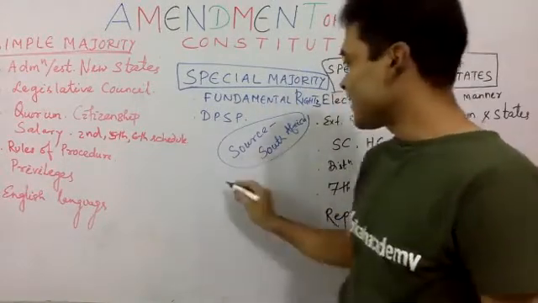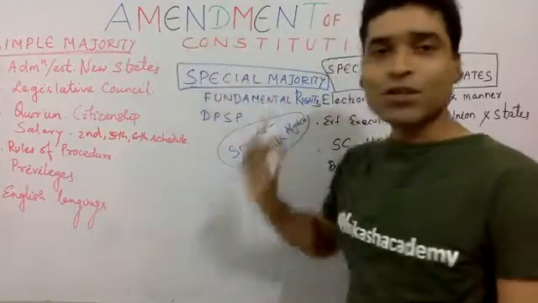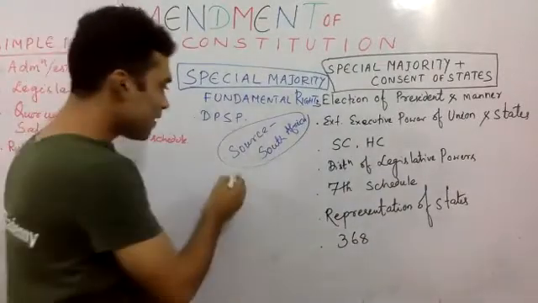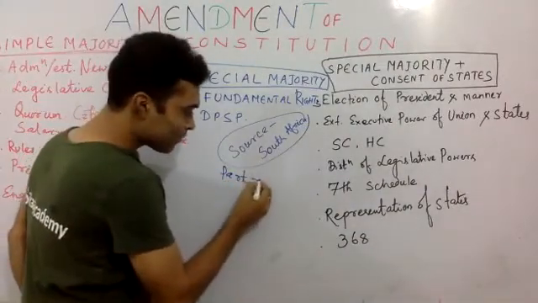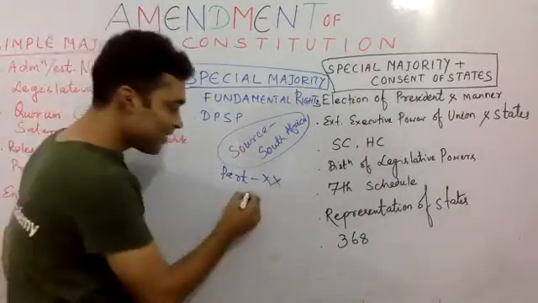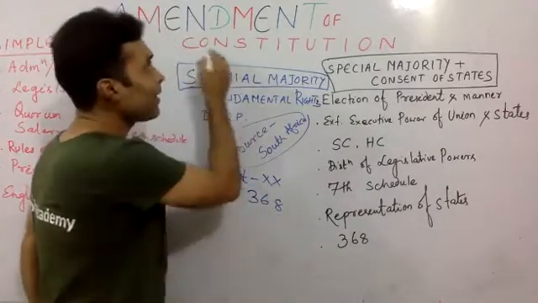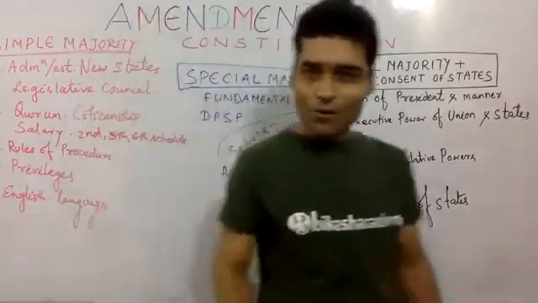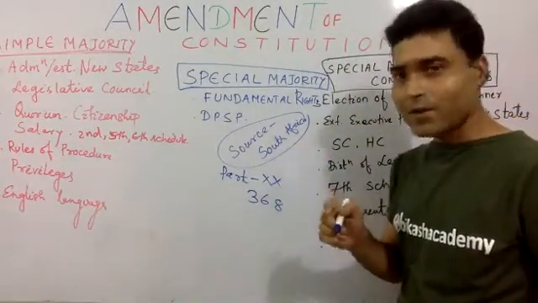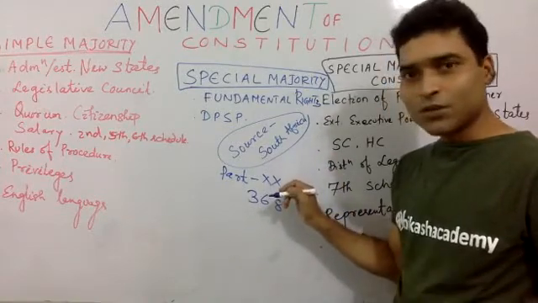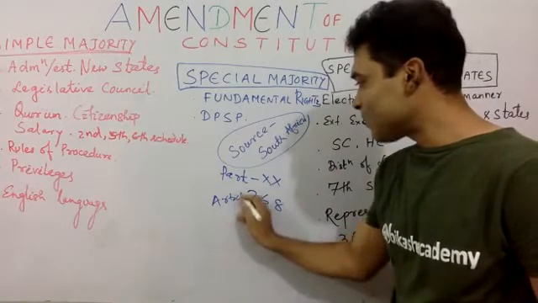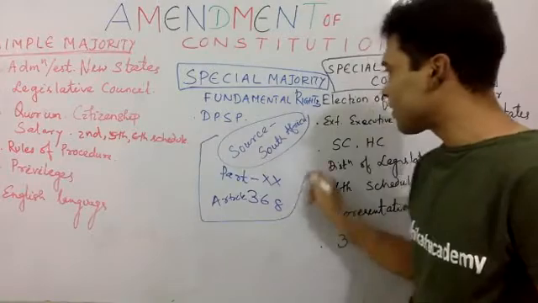And next, in which part is the amendment procedure mentioned? In Part 20 of the Indian Constitution, there is a provision under Article 368 regarding the amendment procedure. I hope you got this point. We have borrowed the idea from South Africa, it is mentioned in Part 20, and it's under Article 368. These are the basic points we should remember.